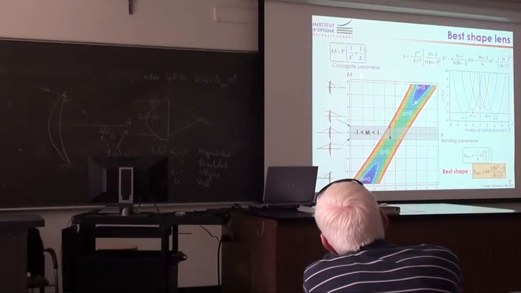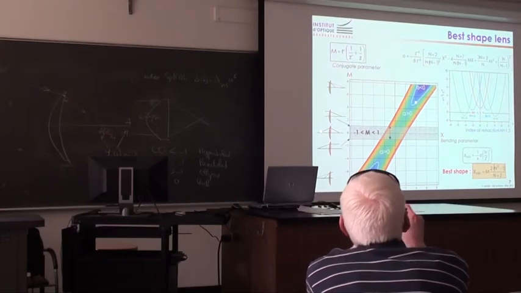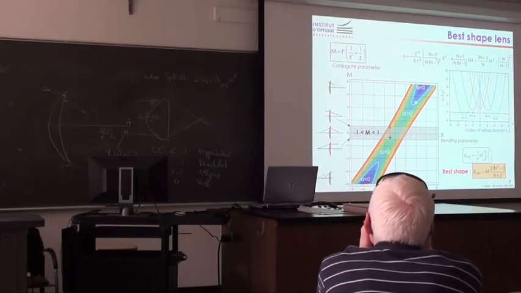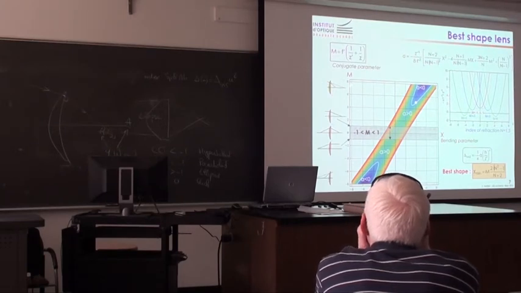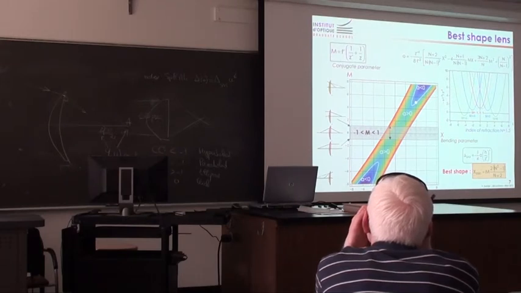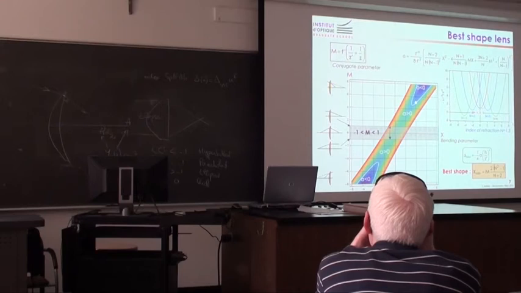Focus at infinite yields n equals minus 1. The 2F-2F configuration yields n equals 0. This weird configuration yields an m factor that is very low. Okay. So you see that to have object and image both real, you need to have m between minus 1 and plus 1.